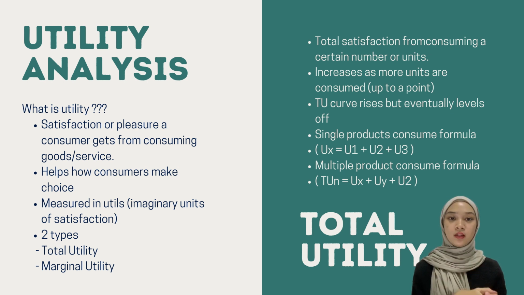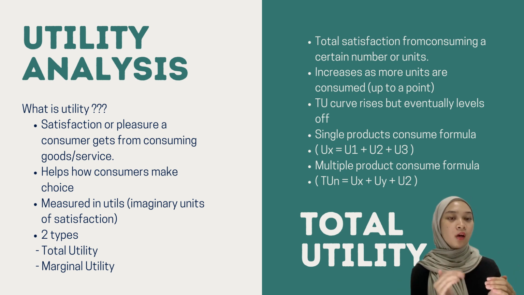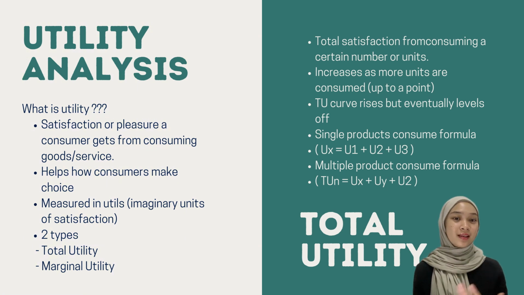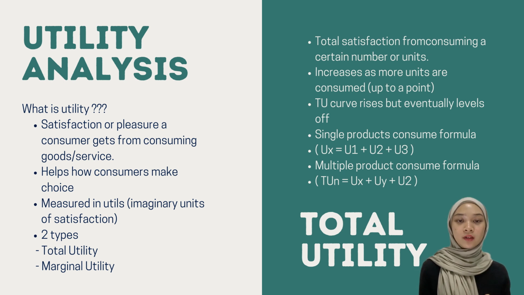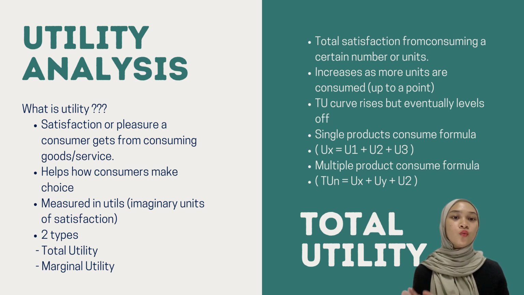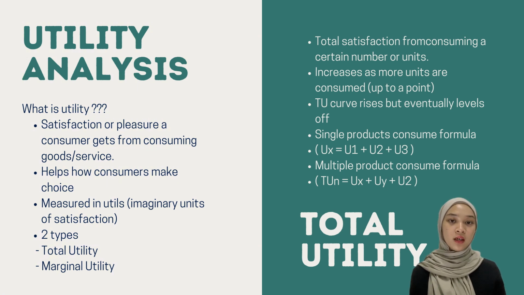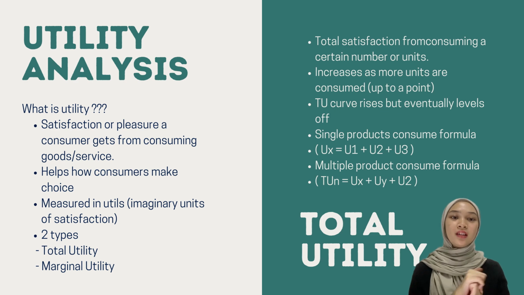Thirdly, total utility. It is the satisfaction from consuming a certain number of units. It increases as more units are consumed. The total utility curve rises and eventually levels off. There are two formulas: the single product consumption formula, TU equals U1 plus U2 plus U3, and the multiple product consumption formula, TUn equals UX plus UY plus UZ.